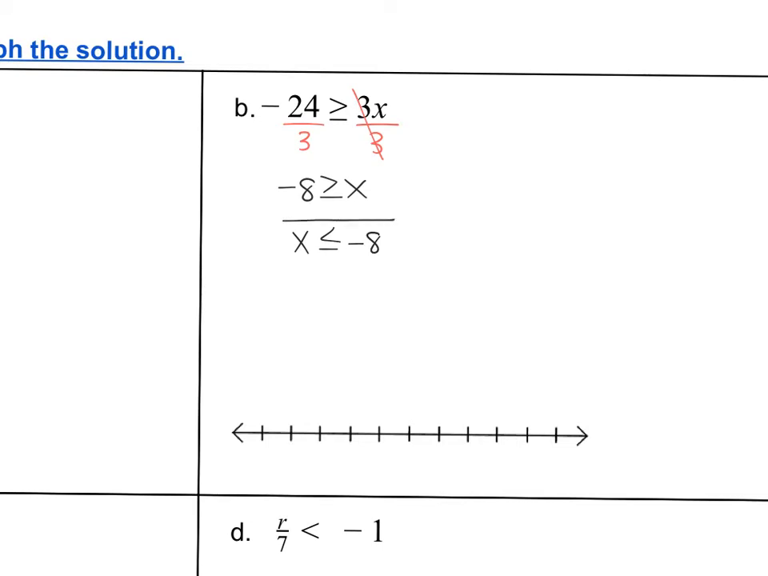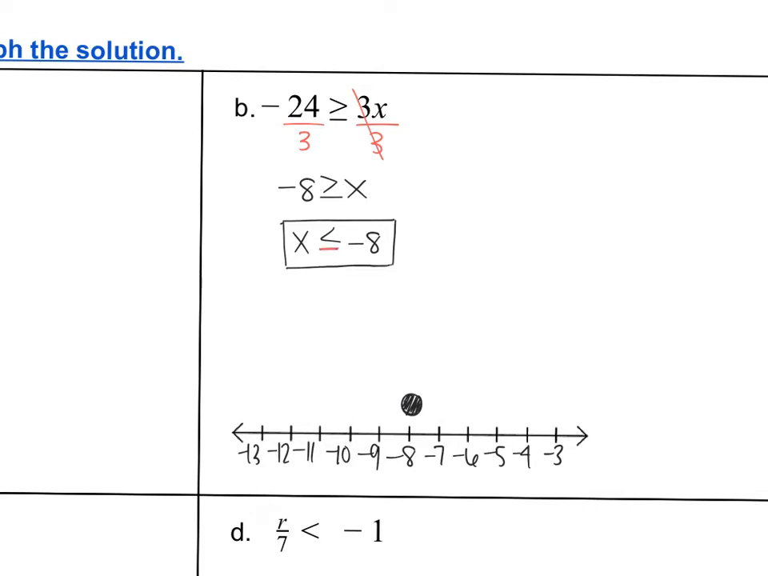Now that I have my inequality solved and my variable in front, I can graph it. I can put negative 8 in the middle and count up from there, just like we've been doing, and down from there. I'll put a closed circle at negative 8 because it's less than or equal to. Remember, it's the equal to part.